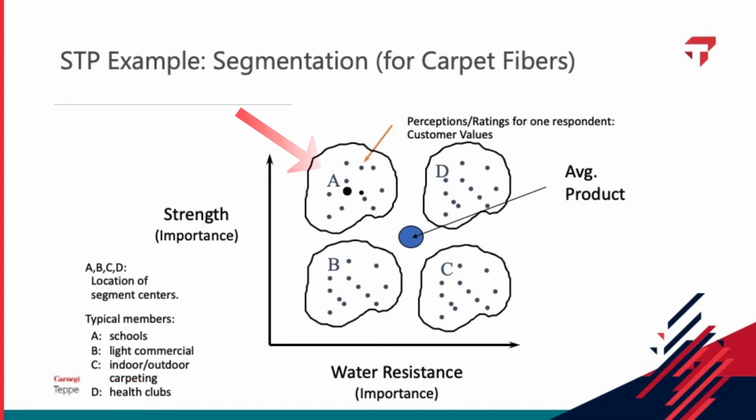The one in the upper left, labeled A, might be schools that need high strength, but water resistance isn't all that important. The lower left, segment B, might be something like light commercial, where neither strength nor water resistance is particularly critical. The lower right, segment C, might be something like indoor-outdoor carpeting, where you need water resistance, but it's not really for high traffic needs. And then D, the upper right corner, might be something like a health club, where there's a lot of foot traffic, but also people sweat and they spill their water, and so water resistance is important. And considering those four, we're clearly going to have to offer different products for each of those customer segments.